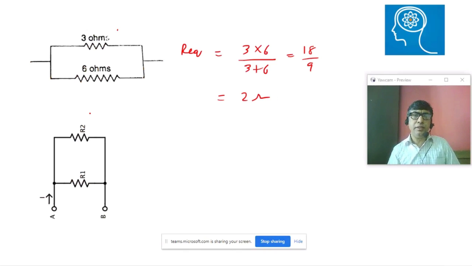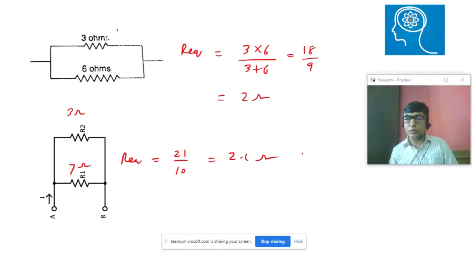Let us take one more example. Suppose this is 7 ohms and this is 3 ohms. Again I find out the equivalent resistance. What is the formula? Directly multiplication in the numerator, 21, addition in the denominator, which is 10. So the answer is 2.1 ohms. So in this way you can do it directly. This is the first shortcut method that I have told you.